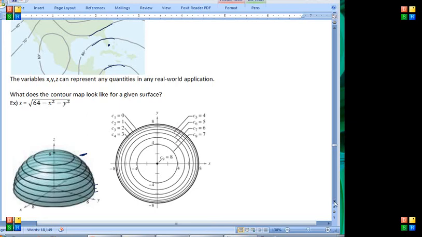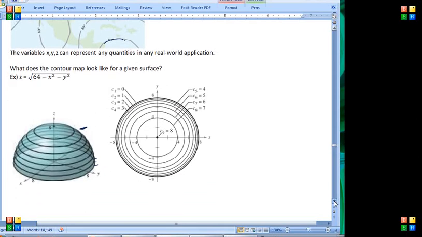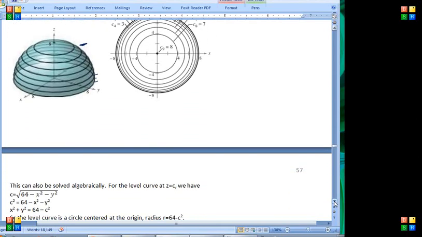So you can also think about the curves algebraically. From the equation, for a level curve just set z equal to a constant c. So c equals the square root of 64 minus x squared minus y squared. Now just solve it out. Make it look more like an equation in x and y. So you work that out and you get x squared plus y squared equals 64 minus c squared. So you can see it's going to be a circle with radius the square root of 64 minus c squared.